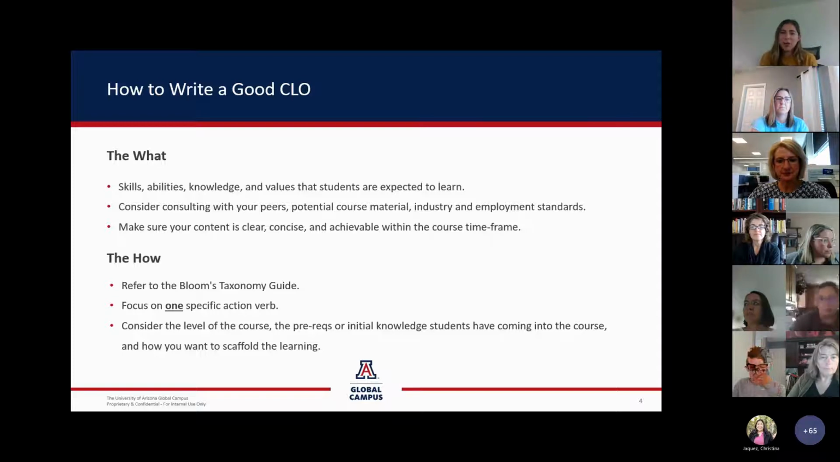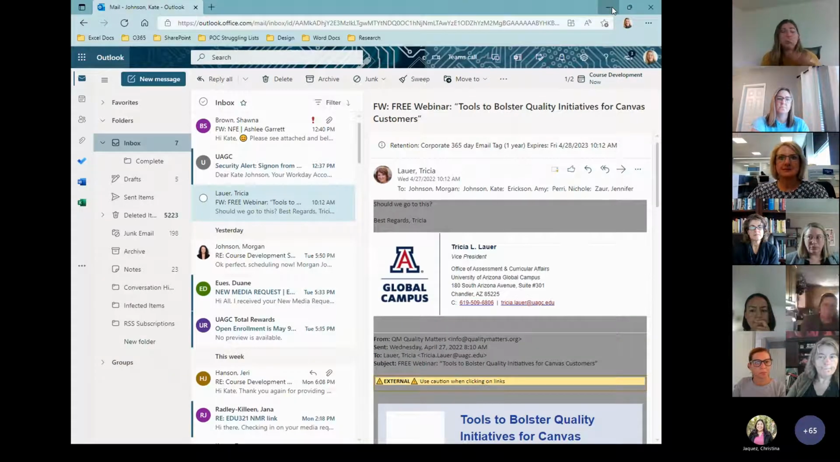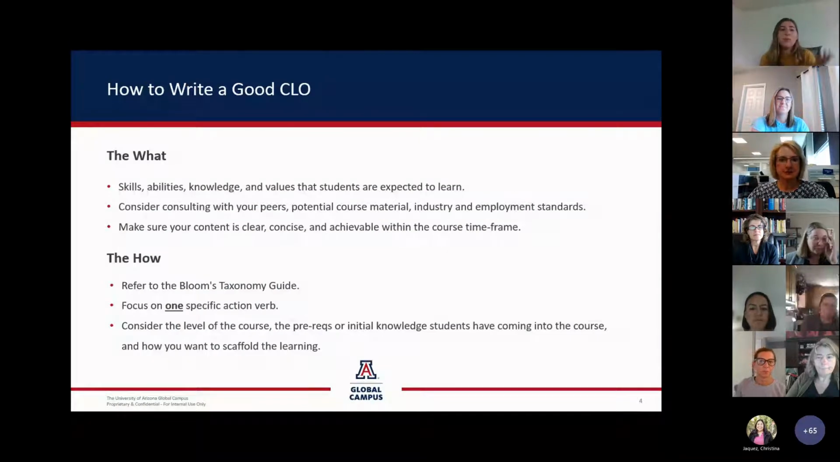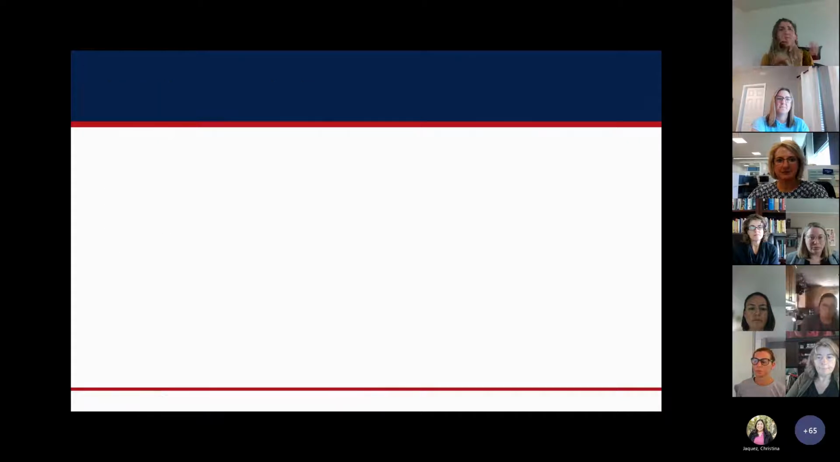One thing I really want to impart is that a strong CLO has just one Bloom's verb, just one. You want to think about the course level and the knowledge the students have when they come into your course. For example, if it's a 100 or 200 level course, you're not going to expect the students to be able to create a SWOT analysis, but if it's a marketing course, maybe you'd want them to be able to describe the components of a SWOT analysis.